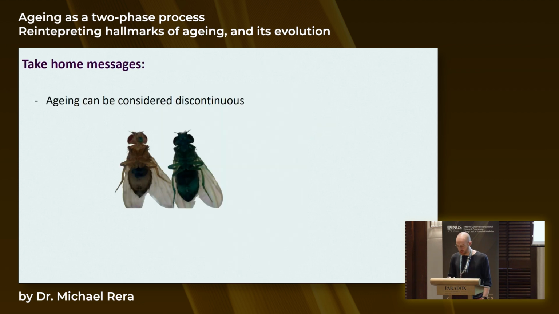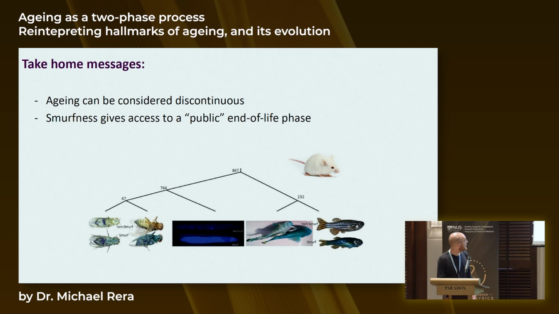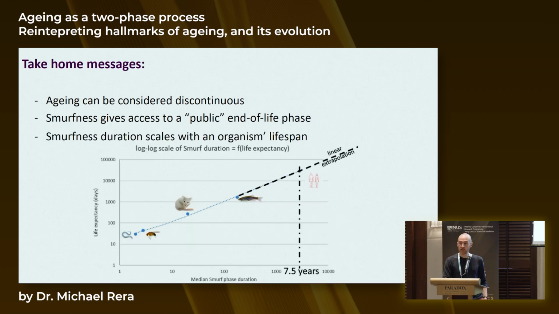Okay, I will just stop here because I'm reaching my time. So basically, the take-home message is that we can say that aging can be considered a discontinuous process, and that this measurement of intestinal permeability gives us access to a public way of aging. We have a scaling of the duration of Smurfness as a function of the life expectancy at birth of the organism that is considered.